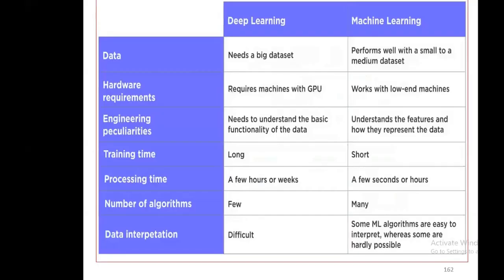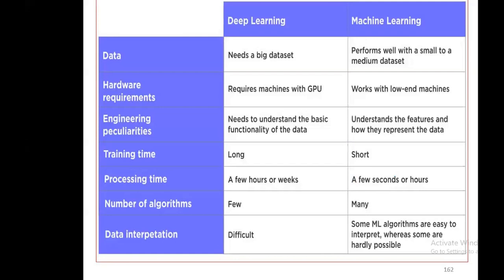Data: if you take data as a parameter, deep learning needs a big data set, while machine learning performs well with small to medium data sets. Hardware requirements: deep learning requires a GPU, graphical processing unit. For machine learning, you can use a CPU, desktop, laptop, etc. For a very big application, go for high computing servers.